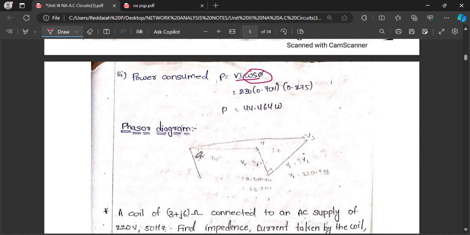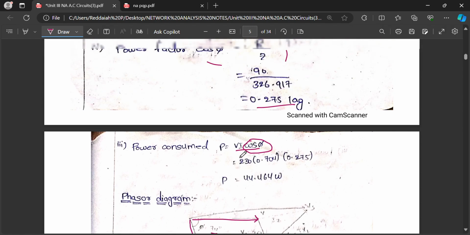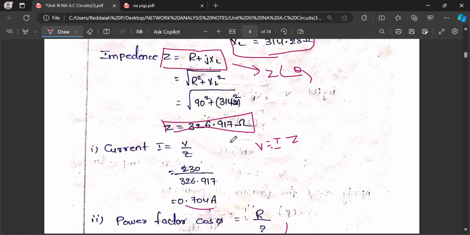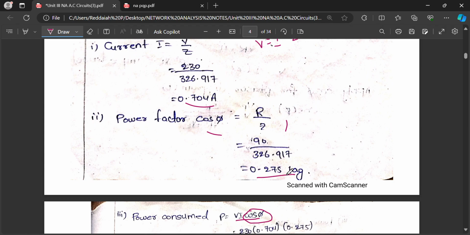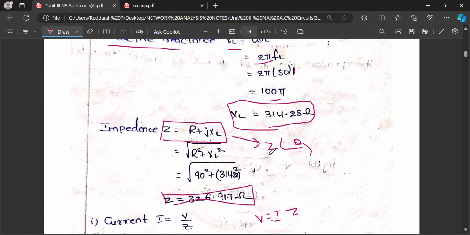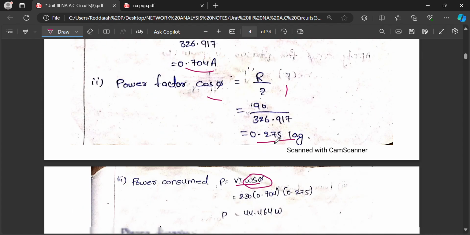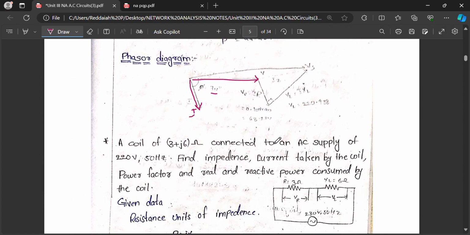Now draw the phasor diagram. First we consider voltage as a reference. For every solution draw the phasor diagram, then you will get maximum marks. The current I lags at an angle 74. We calculated the power factor angle, phase angle phi is 74. If you go for inductance and resistance, the power factor angle is 74.